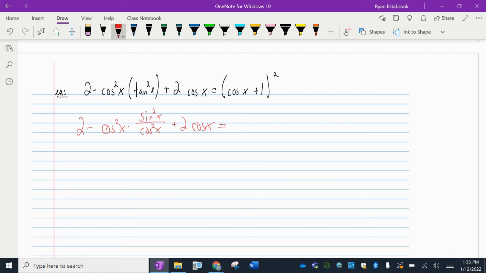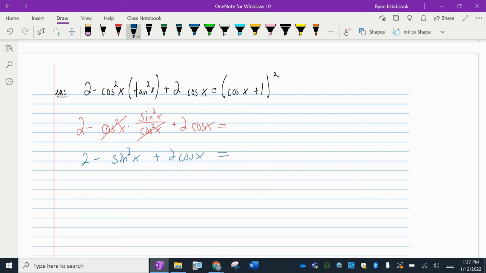All right, did a lot of you get this as your first step? You wrote it out in terms of sine and cosine. Then you said, all right, those are going to cross each other off. So then it's 2 minus sine squared plus 2 cosine. And then you feel like, okay, I'm kind of stuck. Well, look on the right-hand side. What is the only trig function on the right-hand side?